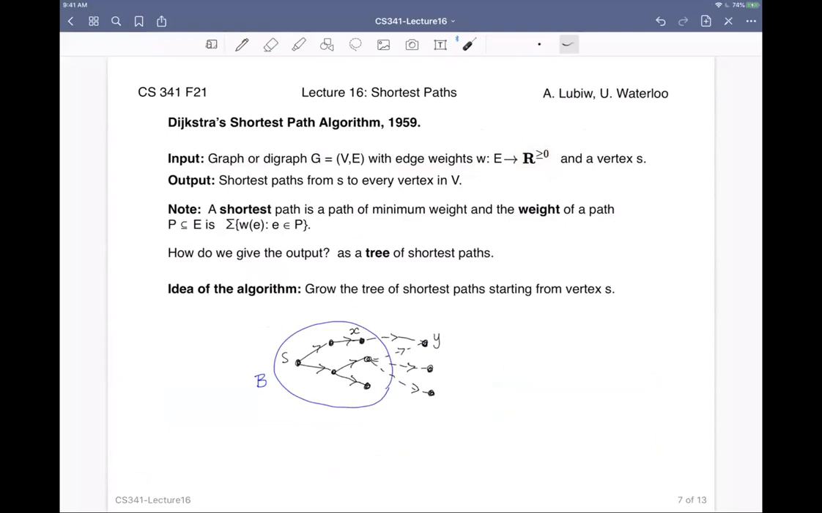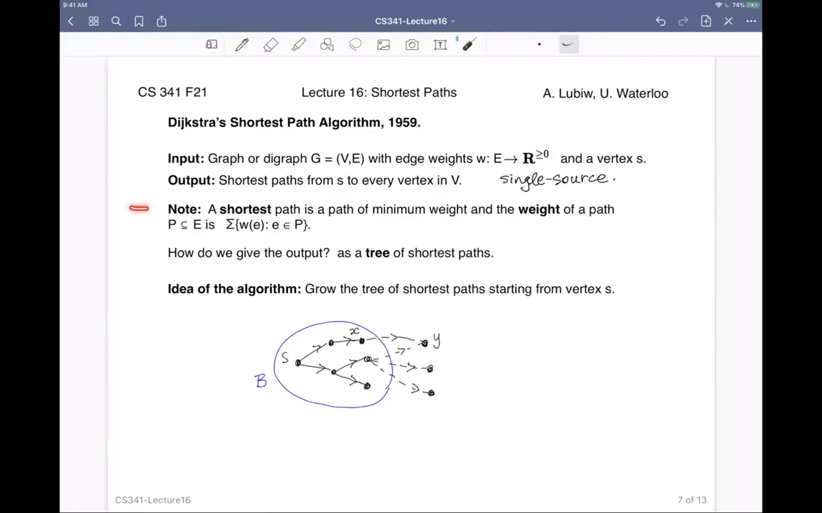We are starting with a start vertex S, and what the algorithm finds is the shortest path from S to every other vertex. Okay, so this is called a single source shortest path algorithm. It presumes that you know your starting point, but you're going to answer it for every possible end point.